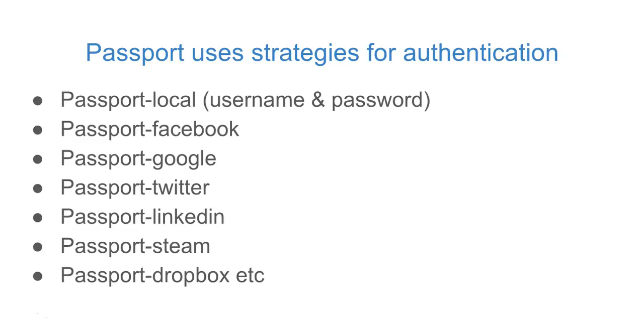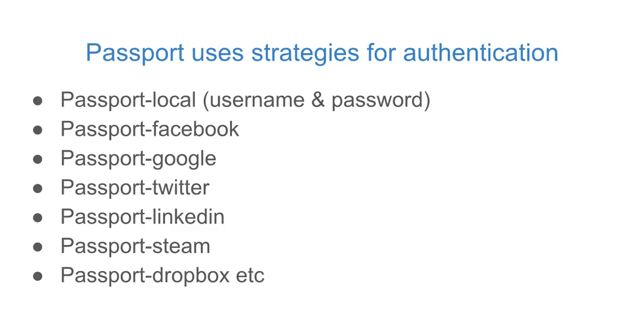The passport local strategy makes use of username and password fields, but we can use email and password or whatever field we want to use. But by default, passport local uses the username field and password field. Next, we have other strategies like passport Facebook, passport Google, Twitter. What this does is it allows the user to log in with either their Facebook, Google, Twitter account, LinkedIn, Steam, Dropbox, and the rest.